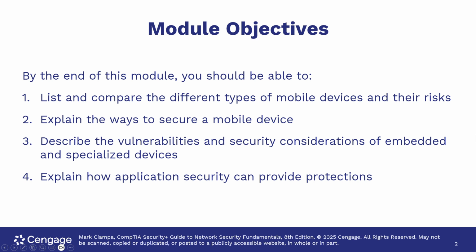we should be able, by the end of this module, to list and compare the different types of mobile devices and their risks. We should be able to explain the ways to secure a mobile device, describe the vulnerabilities and security considerations of embedded and specialized devices, and explain how application security can provide protections.